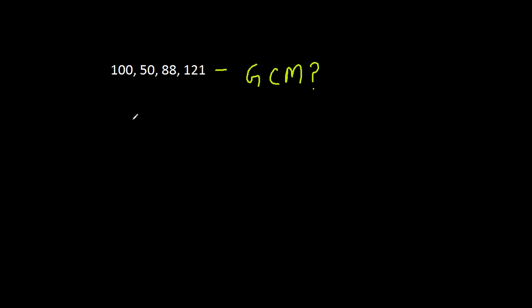Okay, so we have this problem right here, and we're gonna find the greatest common factor of 100, 50, 88, and 121. So this is gonna be pretty complicated, but you'll probably get the hang of it when you see this problem at the end. So first we gotta split up 100. That'd be 5 times 2, which would give us 10, then another 5 times 2, which would give us 10 times 10, 100.